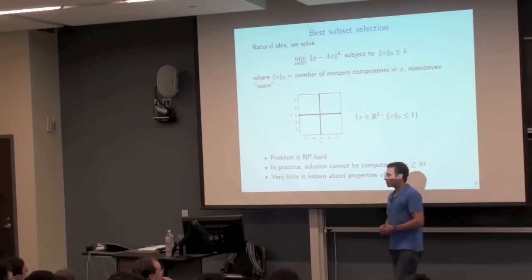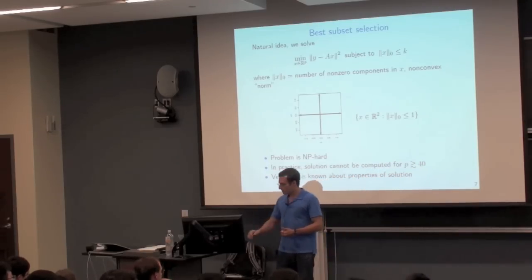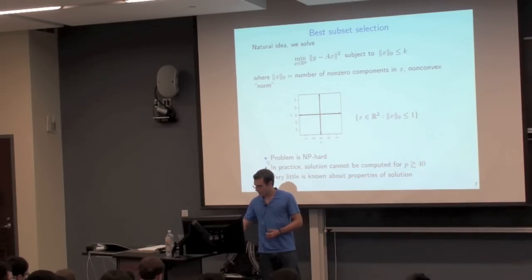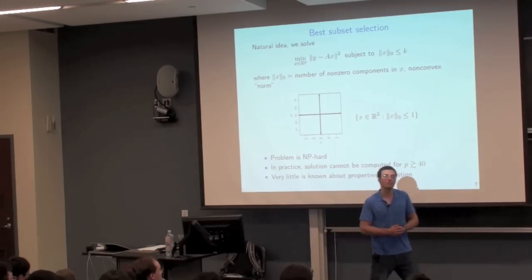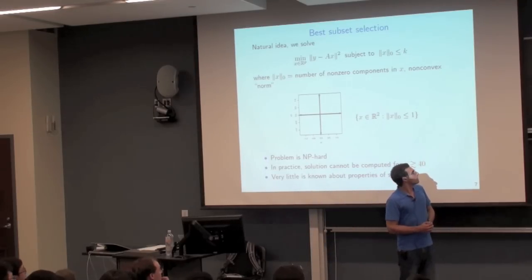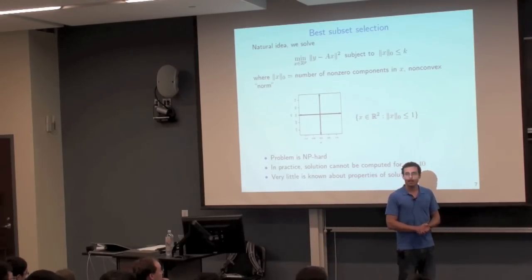So what do we know about this problem? The problem is actually NP hard. And the best algorithms for this problem are really just brute force. Can't do much better than, well, let's look at every subset of size k, regress y on that subset, and choose the one that has the smallest least squares there.